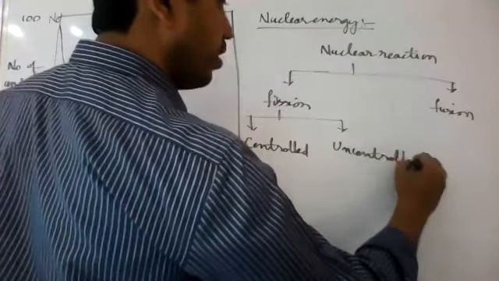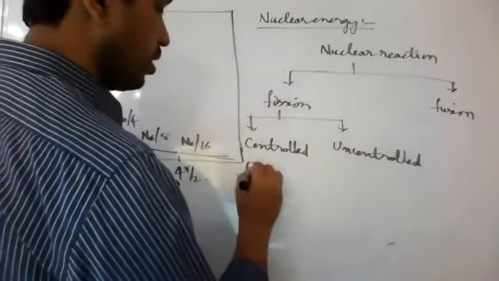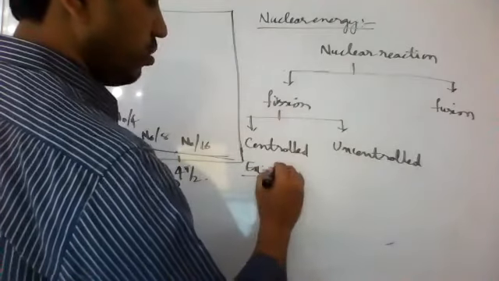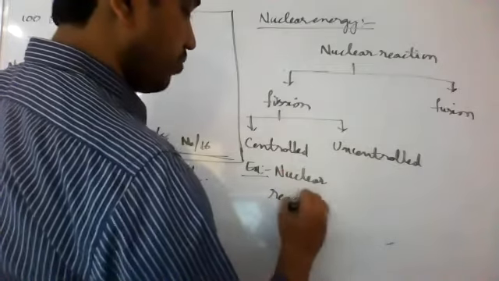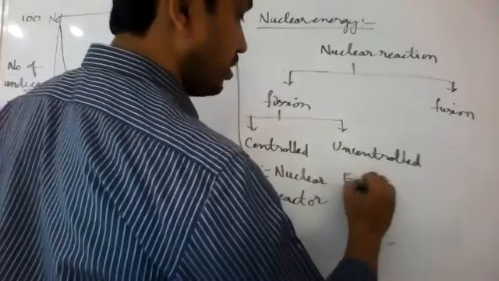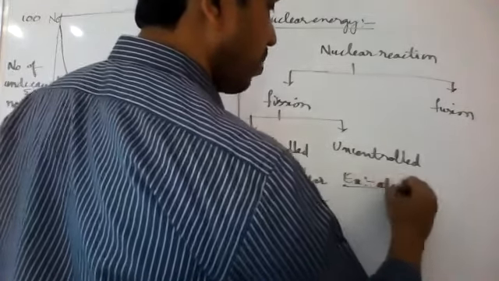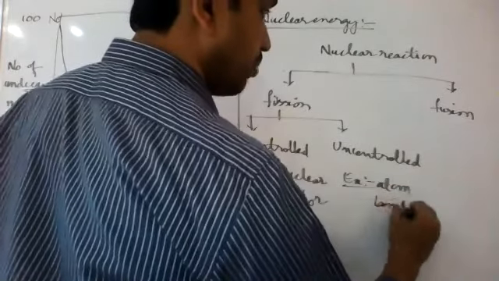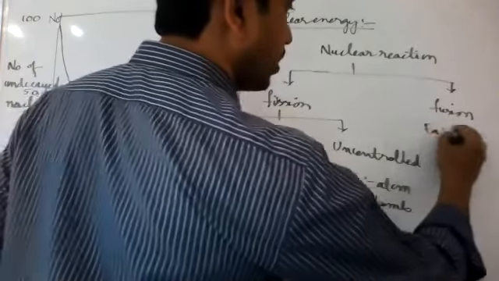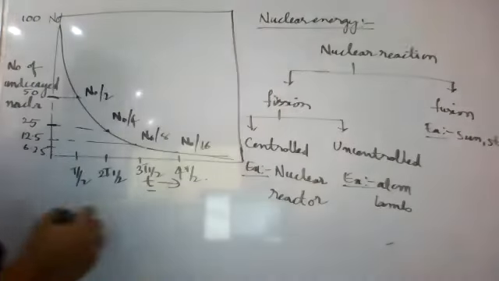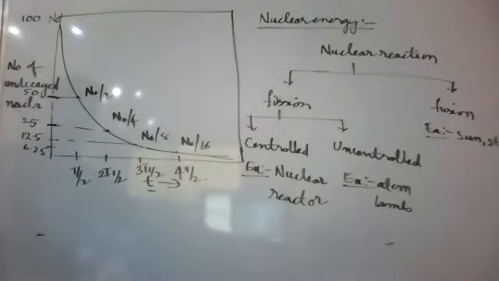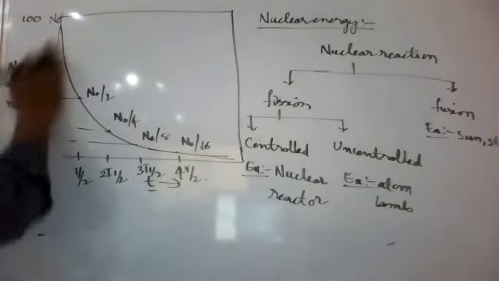Controlled is what? The example for controlled is the nuclear reactor. The nuclear reactor is the best example for controlled, and the example for uncontrolled is the atom bomb. And the example for fusion is what? The Sun and stars are the best example for this. This is the classification of nuclear reactions.